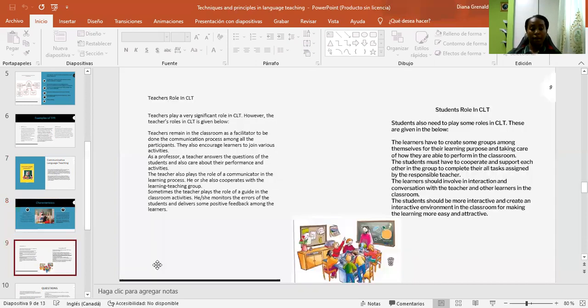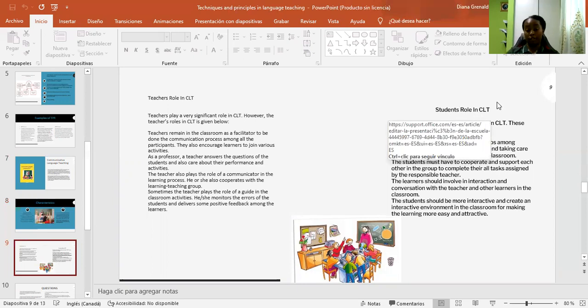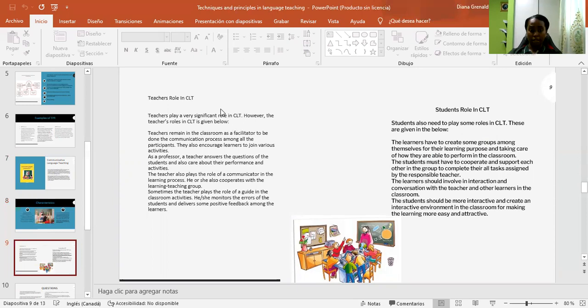Okay, so here we have the teacher's role in communicative language teaching, and also we have over here the student's role in communicative language teaching. There are many, but I believe that I can explain it with my own words, even though I have to mention some. So the teacher's roles are based on how they provide their classes, right?